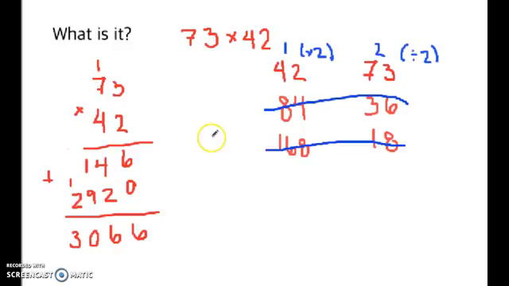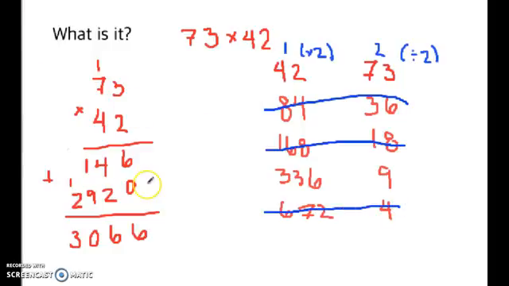We're going to keep doing this, halving and doubling, until our number in the first column gets down to 1. So 168 times 2 is 336. 18 divided by 2 is 9. We are not going to cross out this number because it's odd. 336 times 2 is 672. 9 divided by 2 is 4.5, but just like with the 36, we're going to put down 4. Then we're going to cross out this number because 4 is even. Remember, we cross out both numbers.